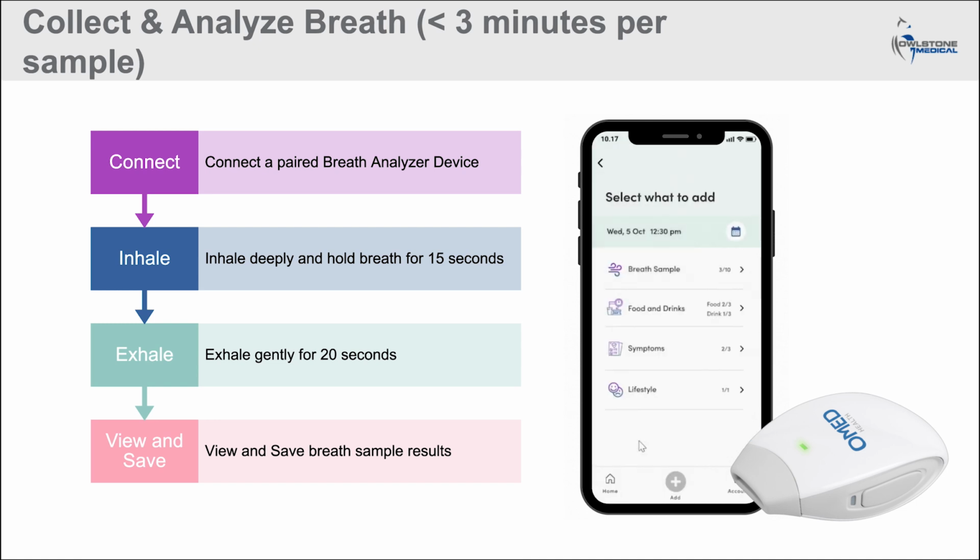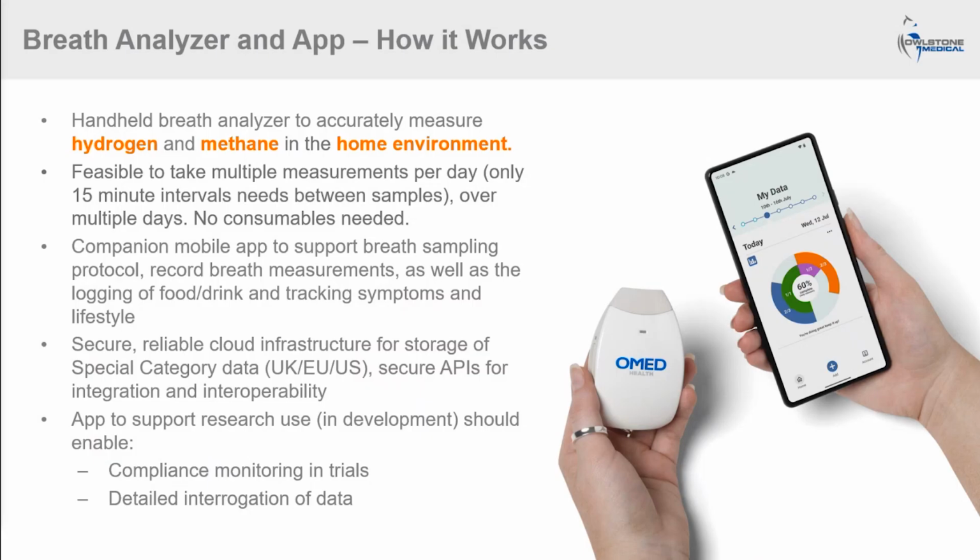So by collecting a breath sample for 20 seconds, you can analyse the sample towards the end of that breath, allowing you to get a concentration of hydrogen and methane that's from the bloodstream. At the end of that, you then just click view and save on the breath sample itself, and then that data is then stored into the cloud data storage. So that's a little bit about the OMED device.